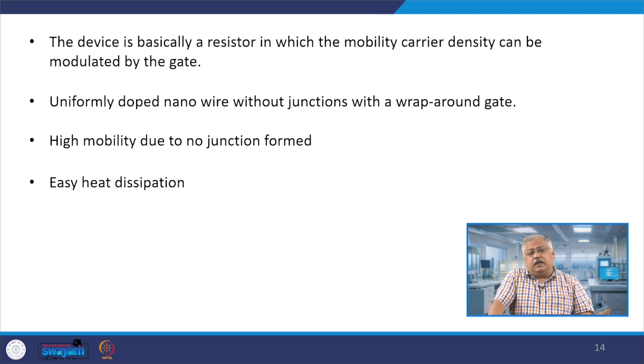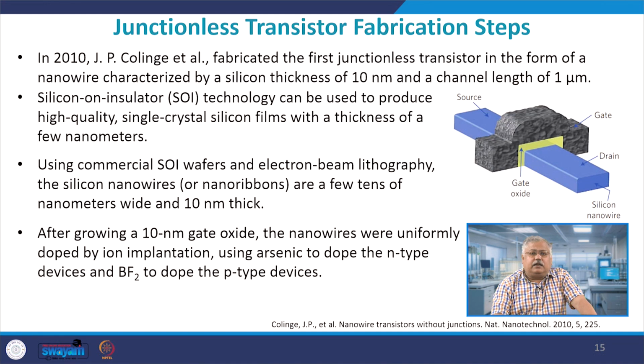This is one thing. Another advantage is that since there are no junctions, since there is no depletion region, the dissipation of heat is also much better in a junctionless device as compared to a junction device, right. So, let us look at the fabrication step. The first fabrication of the junctionless device was in 2010. J.P. Colinge was the person, and it was characterized by a silicon thickness of 10 nanometer, and channel length was 1 micron, which is quite big. So, if you look very carefully, this was the gate, right.